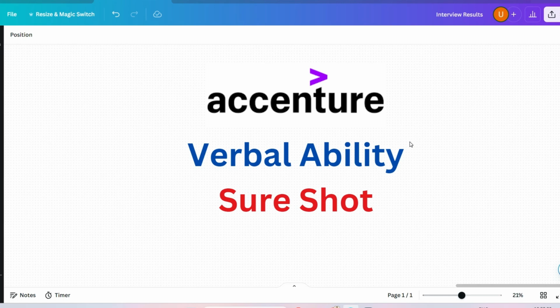I hope all of you are preparing well for your upcoming Accenture exam. Today, I'm going to cover most of the chapters which are important for verbal ability in Accenture. Like the first chapter is synonym antonyms, then error detection, then parajumbles, then sentence corrections or sentence completions, fill in the blanks, and then sentence improvement. Apart from reading comprehension, I'm going to cover most of the chapters and most of the important questions.